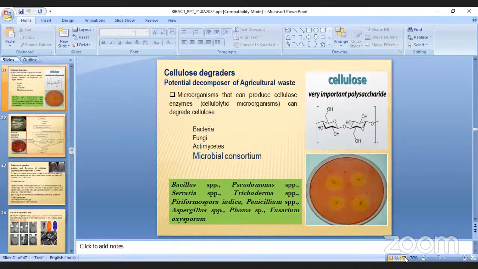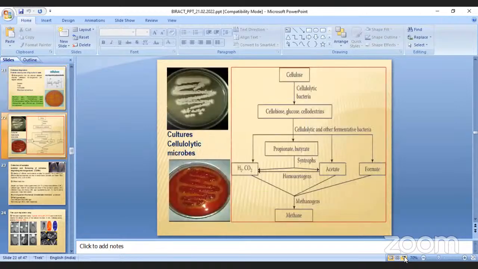Besides, based on their compatibility, we have also developed some microbial consortium. A microbial consortium is nothing but two or three or more types of microorganisms which are compatible in their growth and reproduction in the same culture media or the same situation. So they can be used as a whole for enhancing cellulose degradation. These cellulolytic microorganisms have some identification characters. They can produce inhibition zones whenever you do experiments with these cellulose degraders.